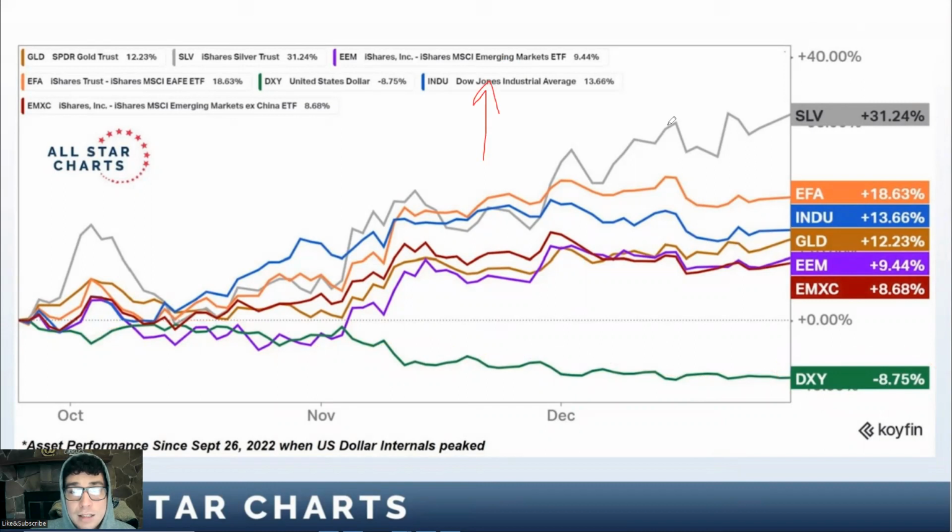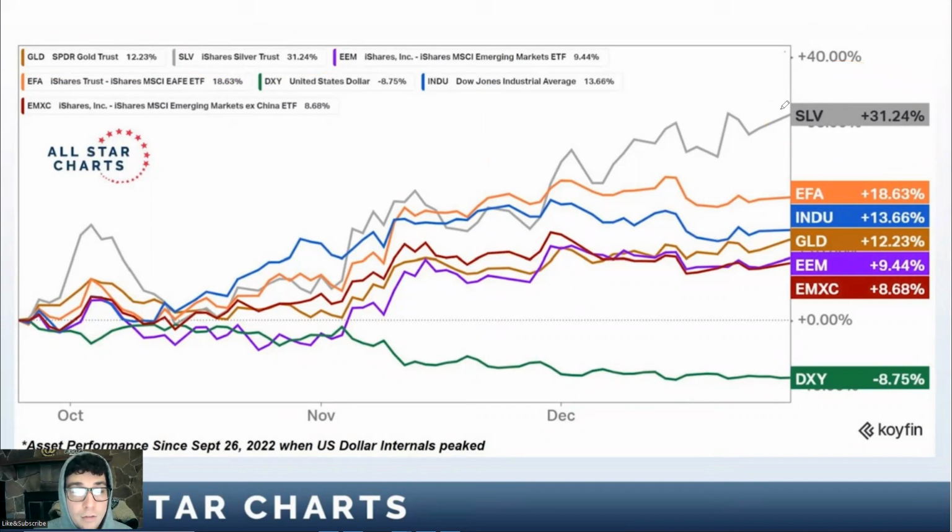We have a few things that are up pretty nicely, right? We have the Dow Jones Industrial Average, which is up pretty well. We have silver. Silver and gold have been performing really well. I highlighted this in my last video. Silver is actually the best performing one. It's up 31%.